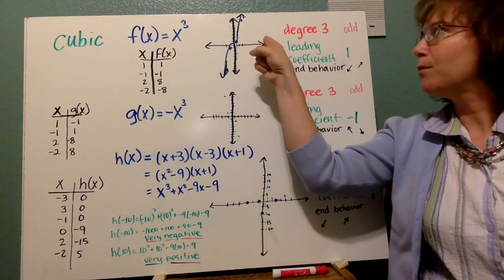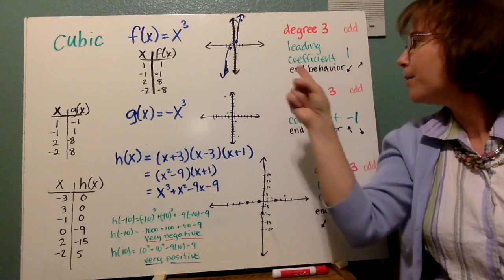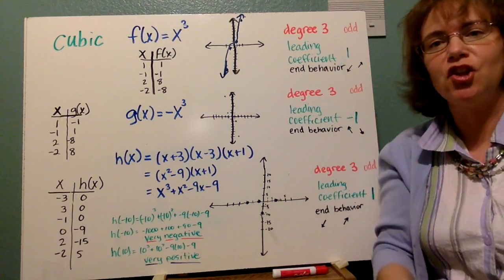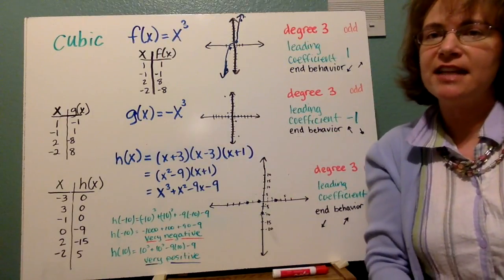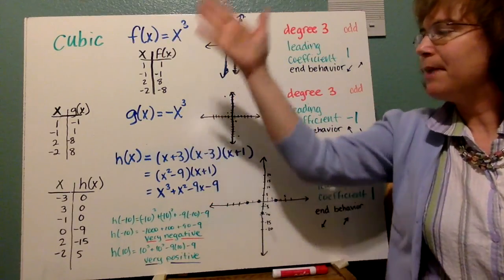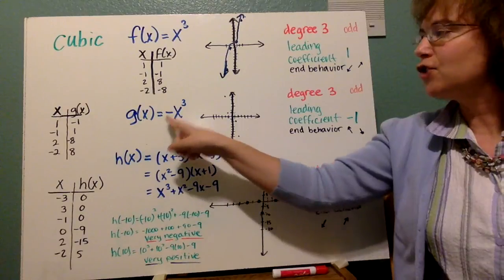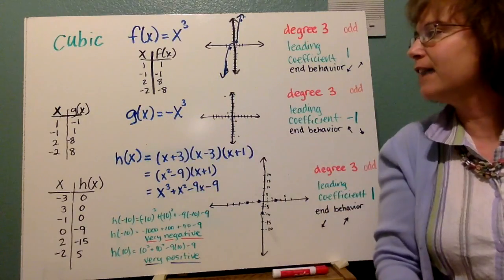As x gets more and more positive, y gets more and more positive. So our end behavior looks a lot like it did with a line. Now what happens if we change this f of x just a little bit and make it the leading coefficient a -1? So change the leading coefficient to a -x cubed.